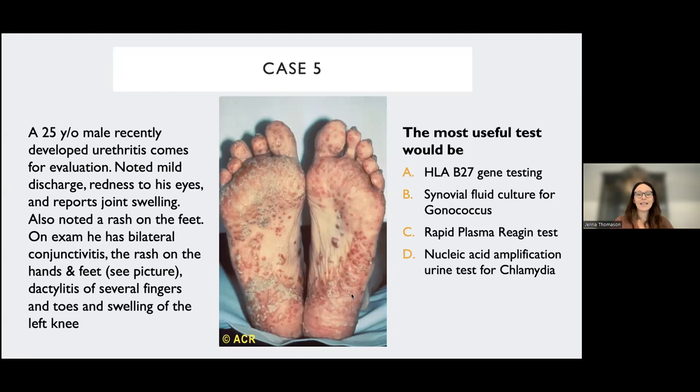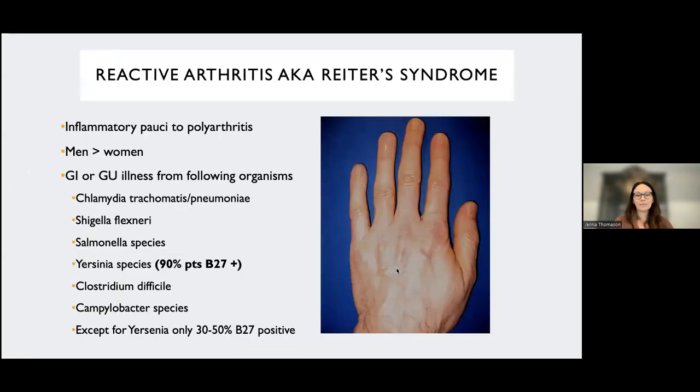So the answer is D, testing for chlamydia. So this patient has reactive arthritis, previously known as Reiter's syndrome. And this type of arthritis, I find to be so fascinating. These patients have an acute, very inflammatory oligo to polyarthritis. It could be a few joints affected, could be several joints affected. It's more common in men than in women.